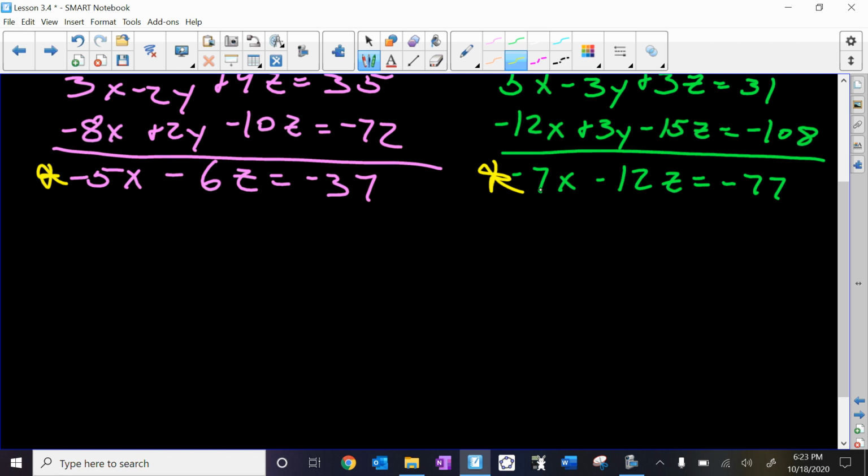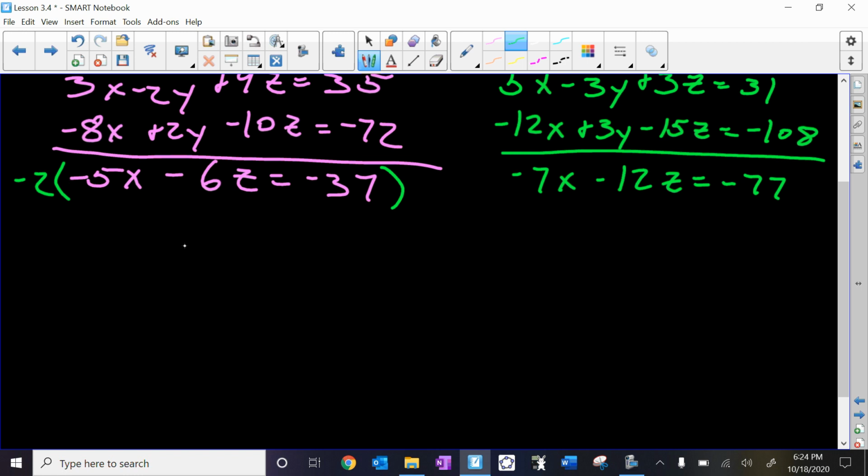Now I need to cancel another variable. In this case, z is going to be the easiest one to cancel, because 6 or 12 is just double 6. So I am going to multiply this equation over here by a negative 2.